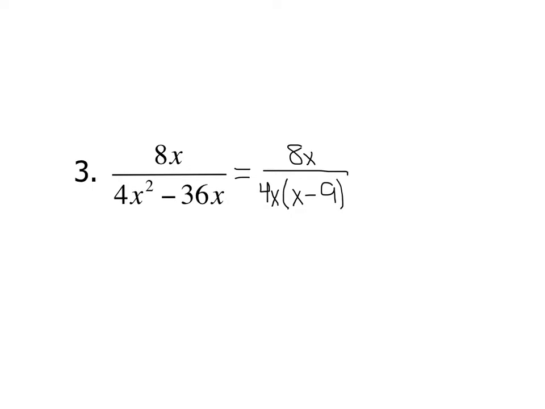All I can do now is cancel any common factors. So the x's will cancel, they're common, and then the 8 over 4 can be simplified. 8 divided by 4 is 2. Since the 8 is bigger on top, the 2 is going to go on top, leaving me with just x minus 9 on the bottom.